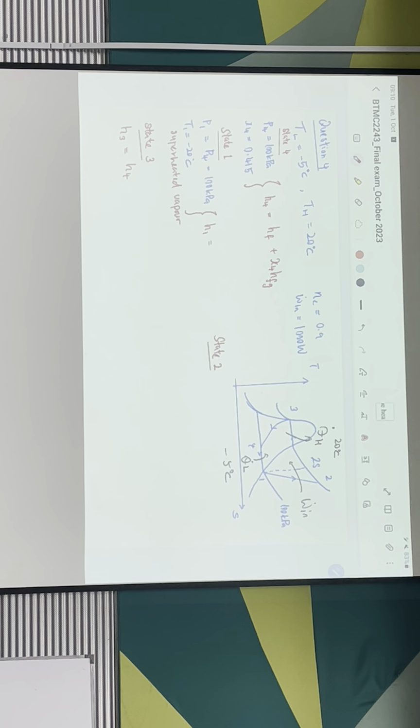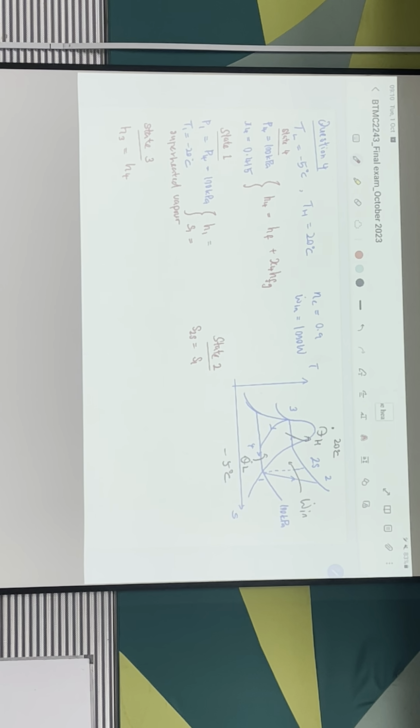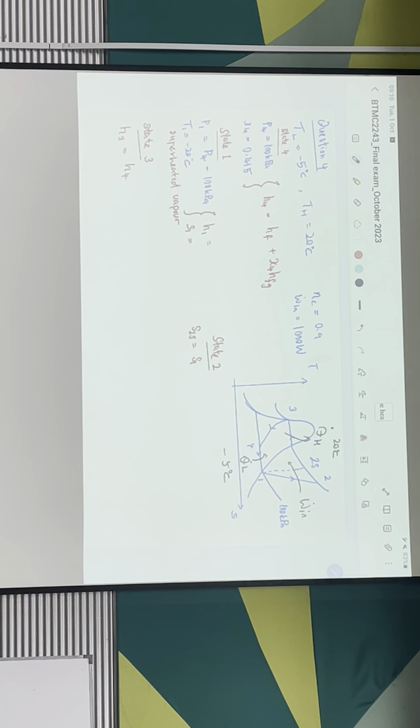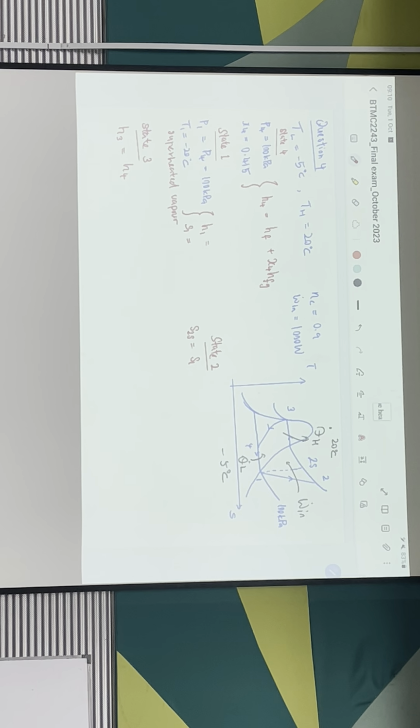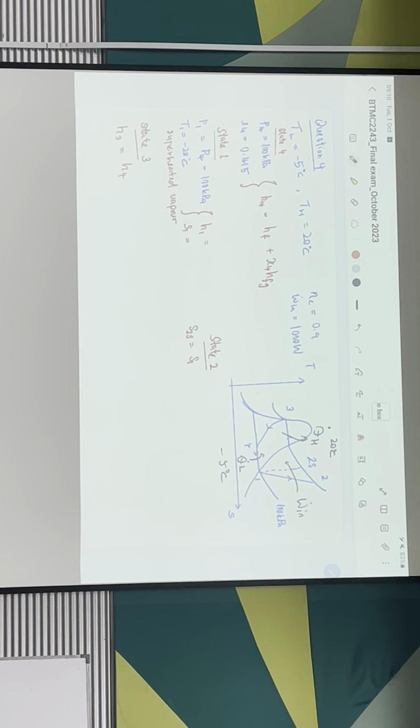Yes, so that one is for 2S. Okay, so one obvious choice here will be state 1. If you get the entropy of state 1, then you know that in state 2, S2,S is S1. Don't forget that it's always S2,S. This is not S2 yet. That one later we can make use of the isentropic efficiency. Now, so this is one piece of information. So how do we get the second property here? We need another property.